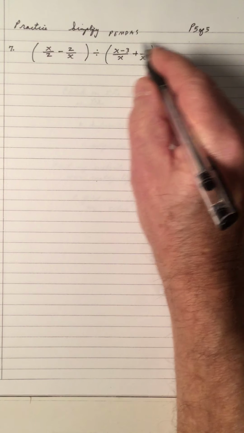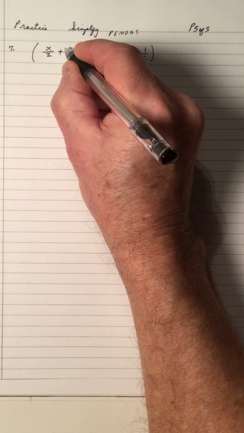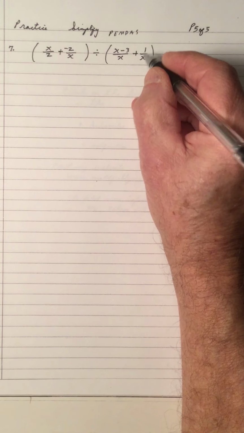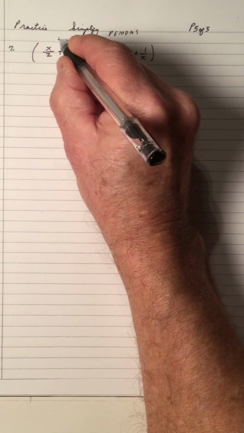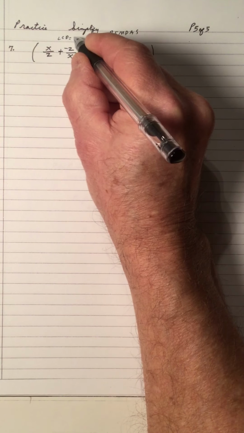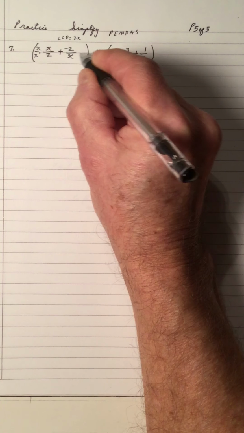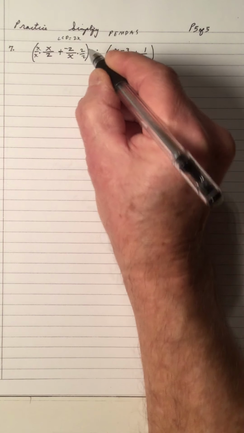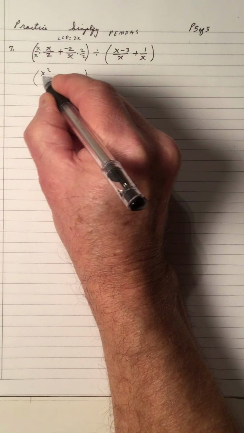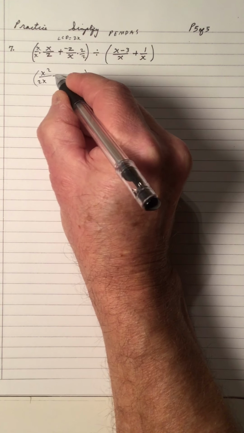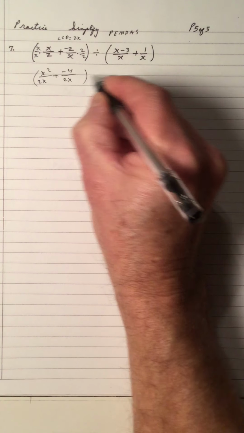PEMDAS. We got to do the inside of each of these brackets first, so we're subtracting, so we add on the opposite. We're adding, so we don't need to do it. So, the common denominator here, the LCD for this bracket is 2x. So you multiply this one by x and x, multiply this one by 2 and 2. And so here we go. That gives us x squared and 2x. This gives us negative 4 and a 2x.